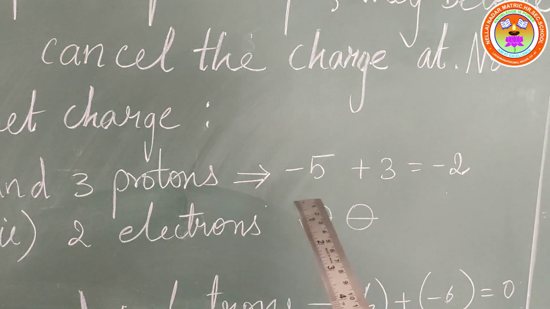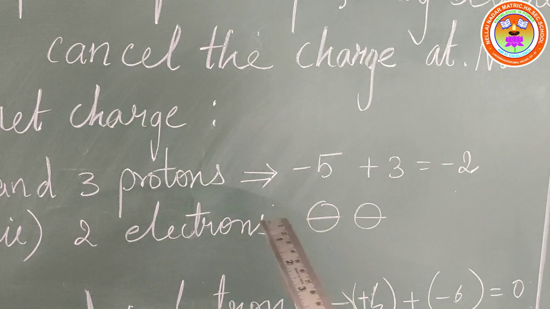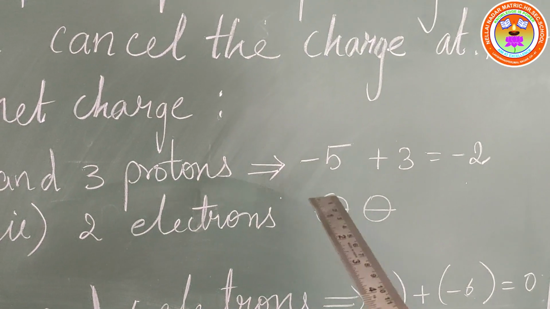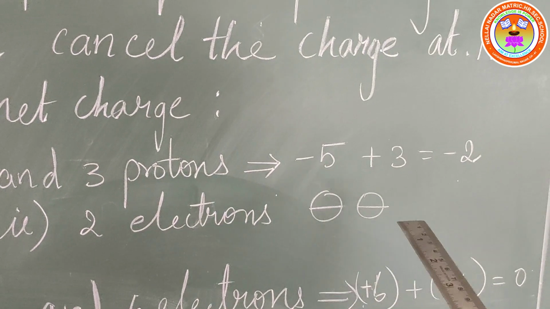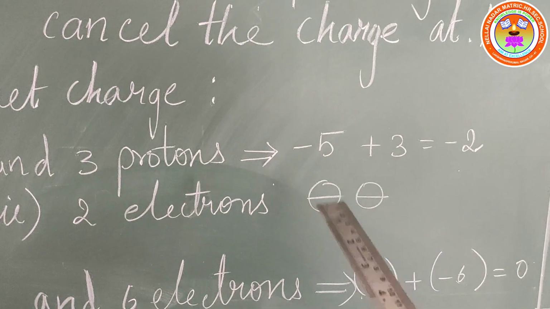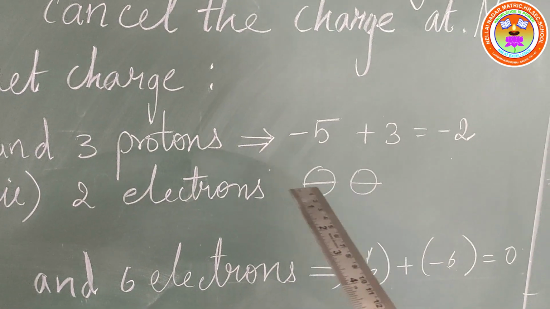So I have drawn the diagram. This is just a circle with a line dividing it. So we represent this as electrons, that is minus. This line represents minus. The circle represents an atom. In that atom we are showing the electrons.